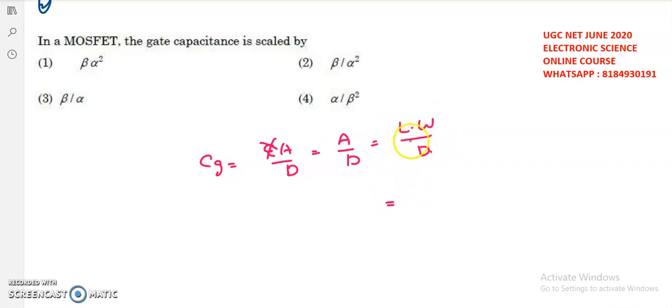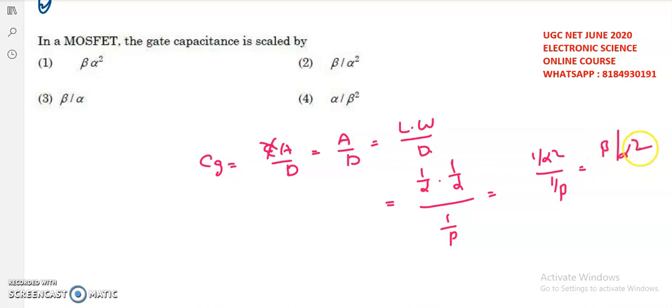The area is given as the length of the channel into the width of the channel, divided by the thickness of the silicon dioxide. Here the length of the channel is scaled by 1 by alpha, and the width of the channel is also scaled by 1 divided by alpha. The thickness of the silicon dioxide is scaled by 1 divided by beta. So now it becomes 1 divided by alpha square divided by 1 divided by beta, that is equal to beta by alpha square. So it is the correct answer. From this concept, the second one is the correct answer.